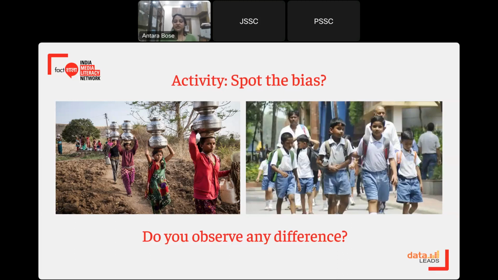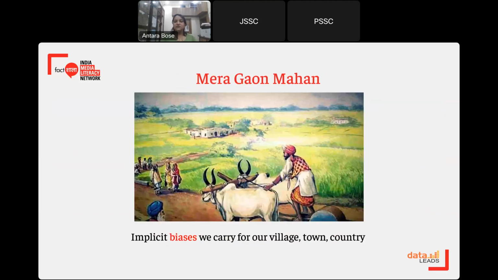Yes, this is gender bias, where boys are wearing uniforms and going to school, while girls are पानी लाने जा रहे हैं and they're working. So this is called gender bias. मेरा देश महान, मेरा गांव महान, implicit biases we carry for our village, town, country, culture, and so many other things because we believe in it. बचपन से हमें कहा गया है कि this is what also evokes a lot of emotion. So we tend to believe certain things and will not be away from believing certain things.